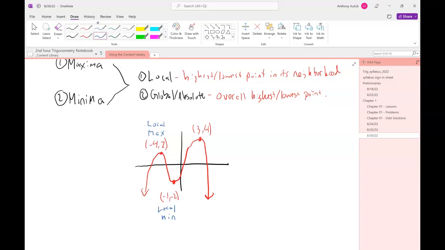All right. 3, 4 then is max or min? That's a maximum. And then it's local or global? Global. That is the highest overall point. Does everybody feel good on doing that?